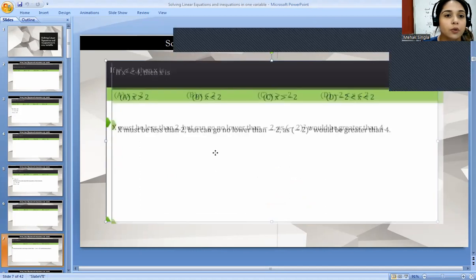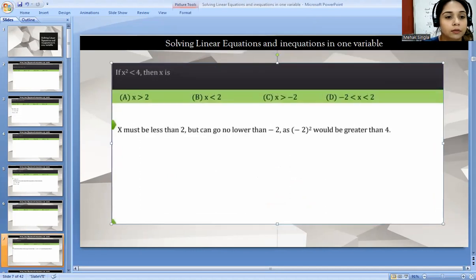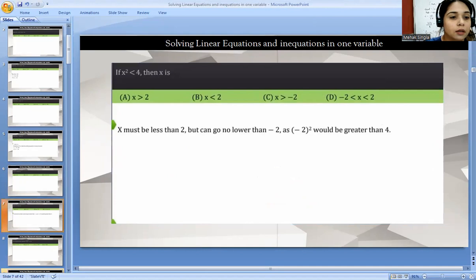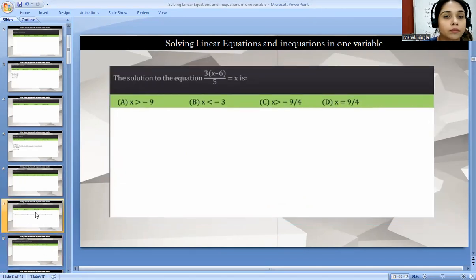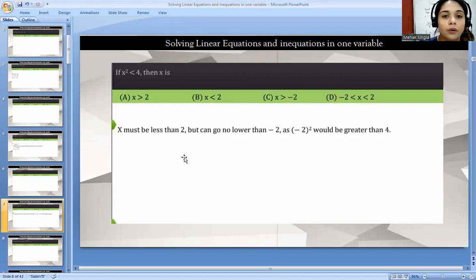You have x square. Okay, now since you have the square portion with you, whenever a square goes to the other side, what happens? It would be plus minus, okay?